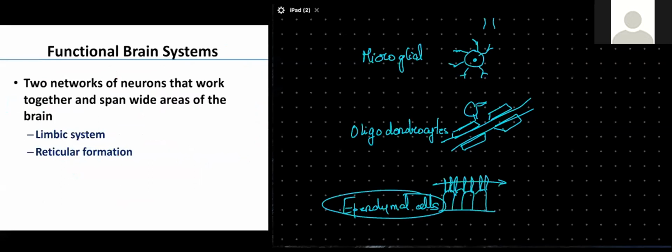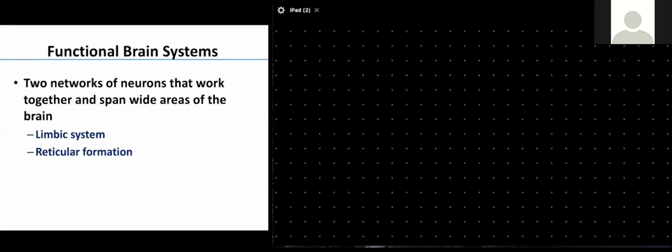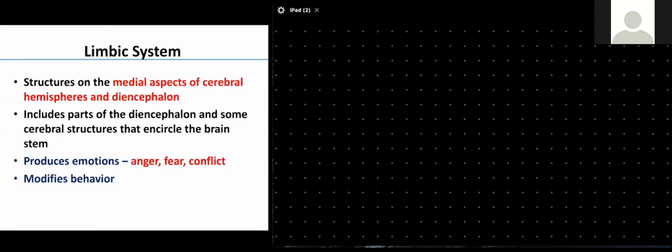All right, so now we're moving to the functional brain systems. We are looking at, in this chapter, 2 brain systems. First one is going to be the limbic system. Second one is the reticular formation. Limbic system is going to be formed of structures of the brain that are located on the medial aspects of my cerebral hemispheres and the diencephalon. Those will include parts of the diencephalon and some structures that will be encircling the brainstem.